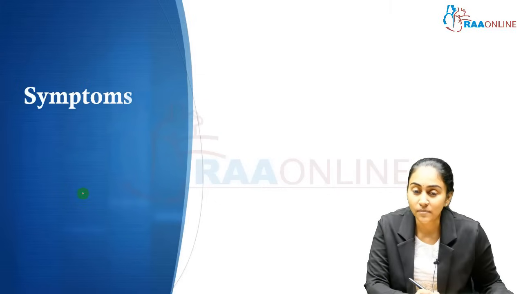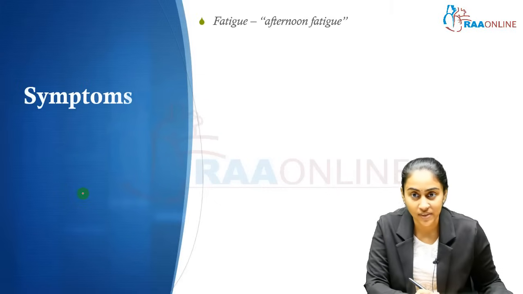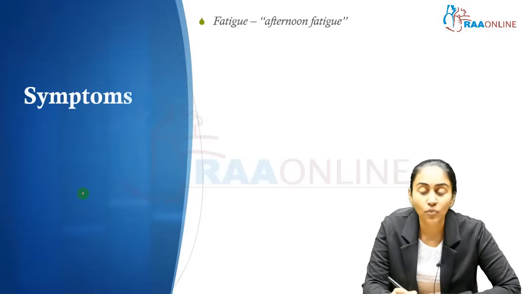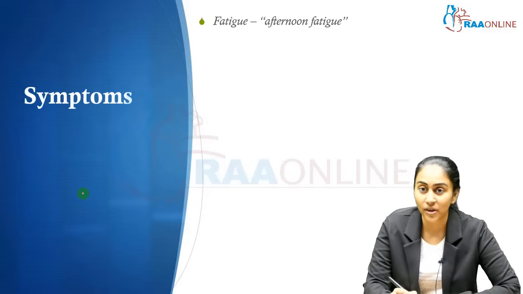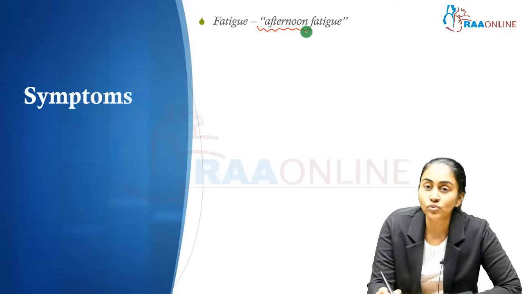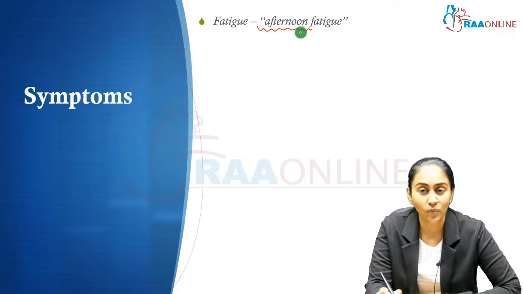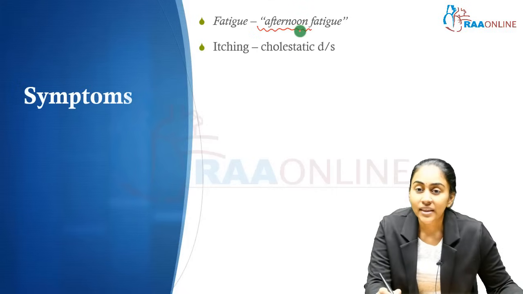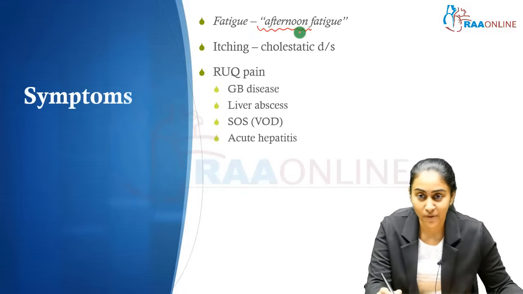Now let's look at the symptoms of a patient with liver disease. Fatigue is surprisingly and interestingly the most common symptom that's reported by a patient with an underlying liver disease. And this fatigue is interestingly an afternoon fatigue, which means the patient is actually well once he gets up, and as the day passes by, the fatigue develops. Then patients may have itching. Now, itching is characteristic of patients with cholestatic diseases. So, pruritus is usually seen in patients with obstructive jaundice or with direct hyperbilirubinemia.